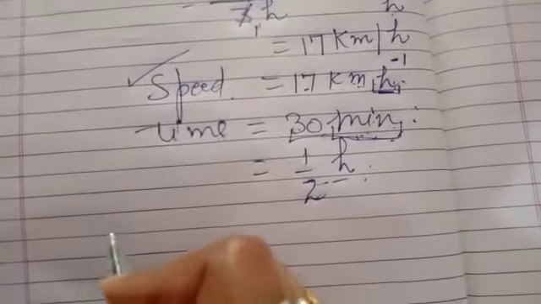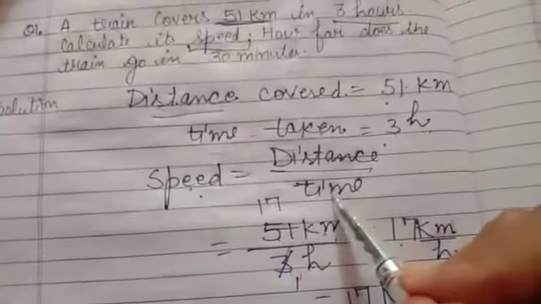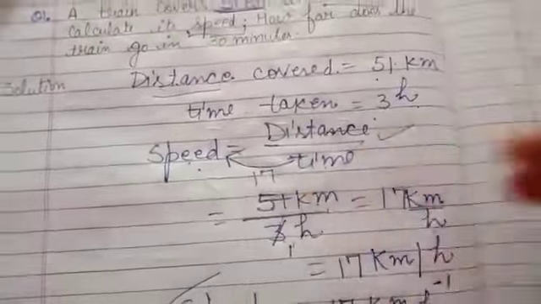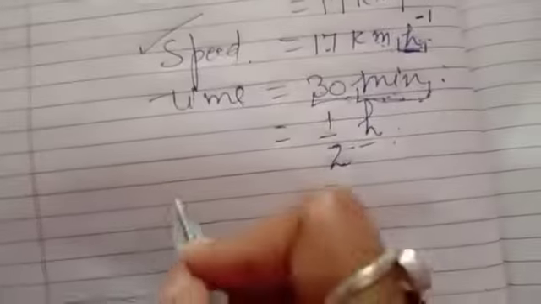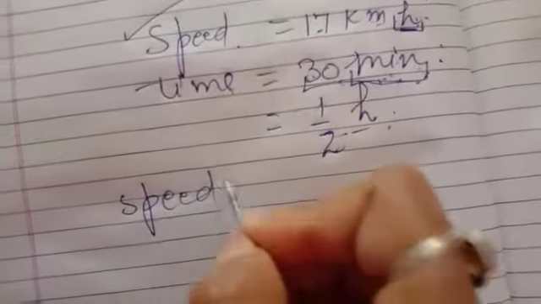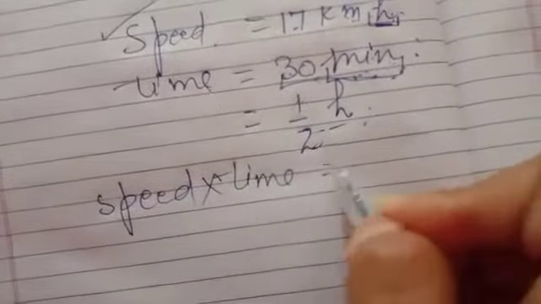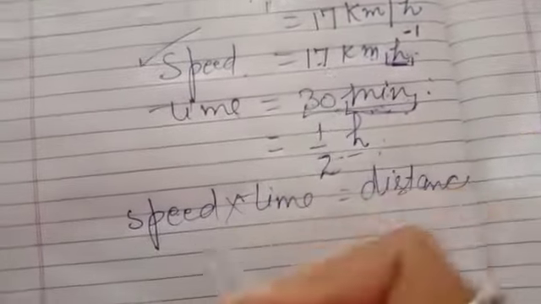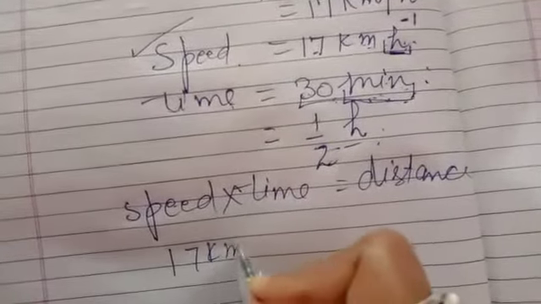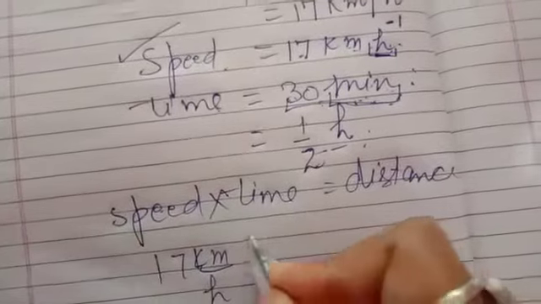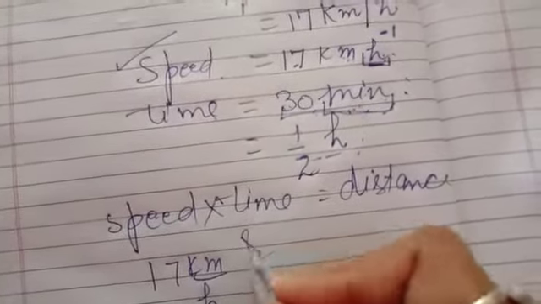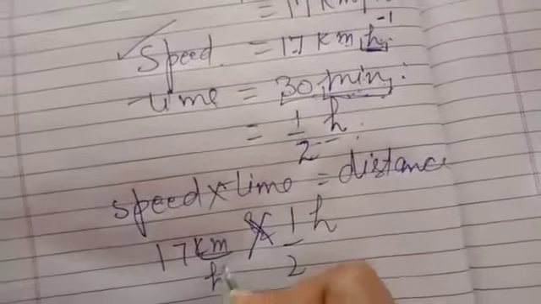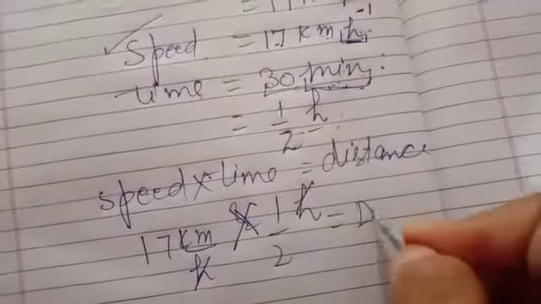And the formula is with us. Speed is equal to distance over time. From here we have to find the distance, so we will take time to the other side. It becomes speed into time is equal to distance. Speed is 17 km into time. Time is half hour. Hour will be cancelled with hour, is equal to distance.